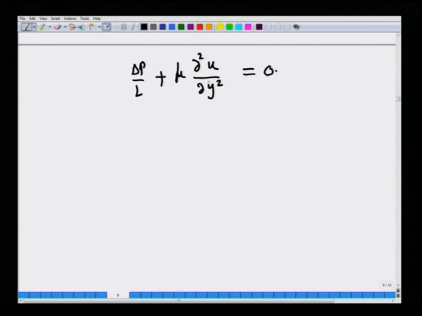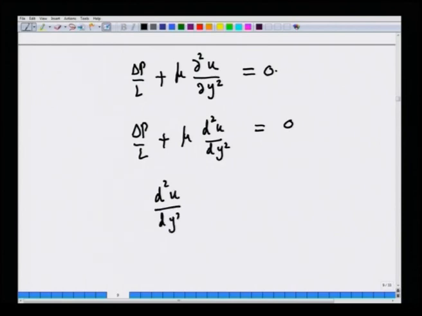Now, I can of course, without loss of generality, write the partial differential with respect to y as an ordinary differential equation, because u is a function only of y. So, I can solve this by taking this to the other side, it is minus del p by mu L.